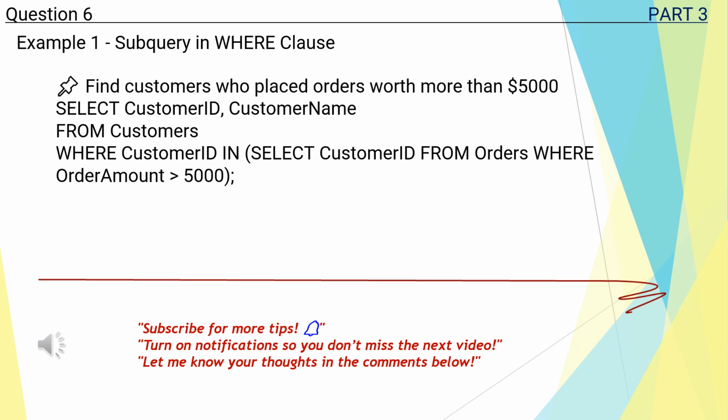In this example, the subquery finds customer IDs from the order table where the order amount is greater than 5,000. The outer query then selects customers who match these customer IDs.